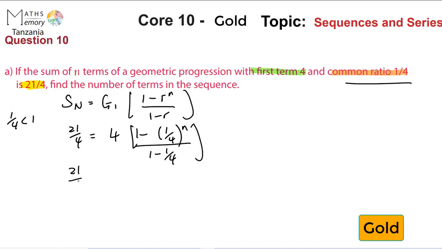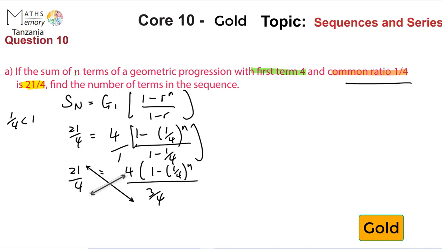It's the same thing as saying 21 over 4 equals, if you want to say this, you could say that this will be 4, and this will be 1 take away 1 over 4 to the power of n, over 3 over 4. Okay, this is imaginary 1 here. You can do that. Now this is the same thing as cross multiplication. 21 times 3/4 will equal 4 times that number at the top right as a fraction.